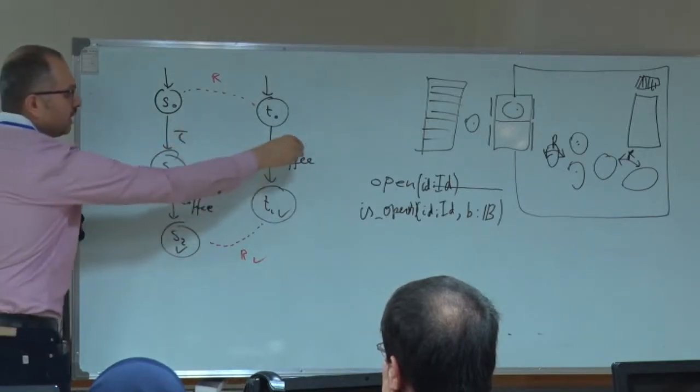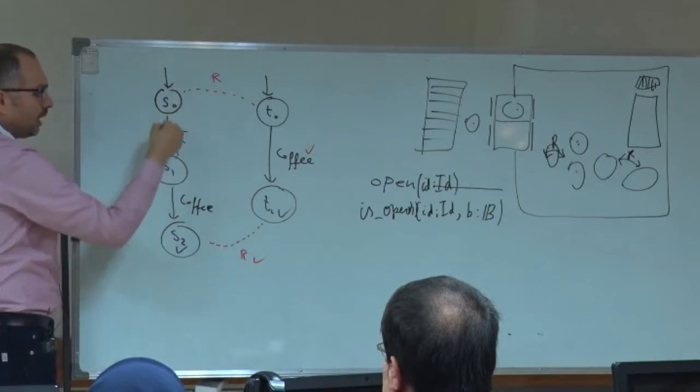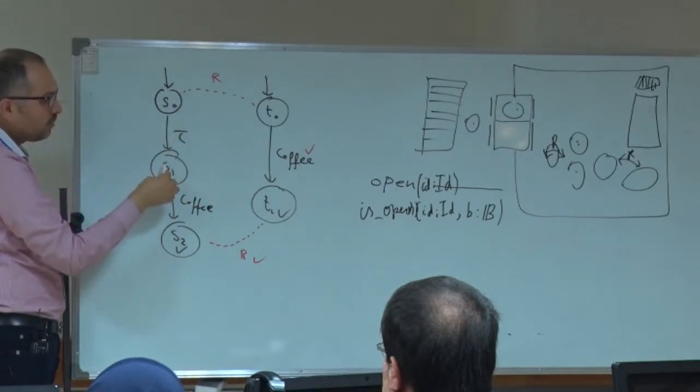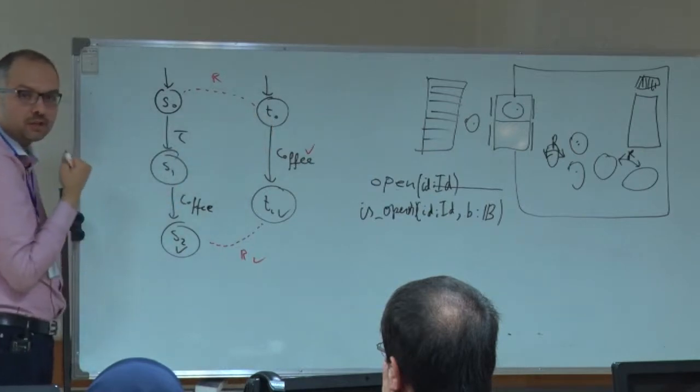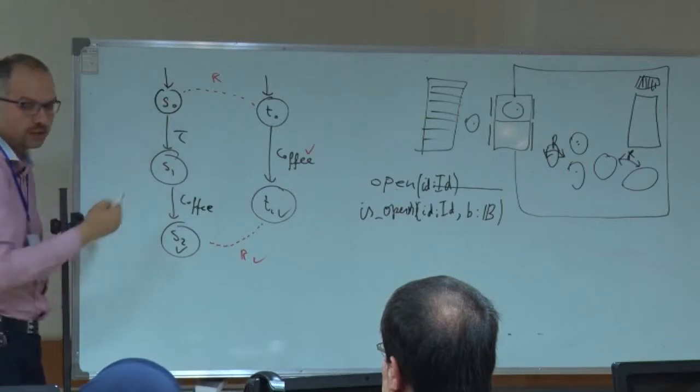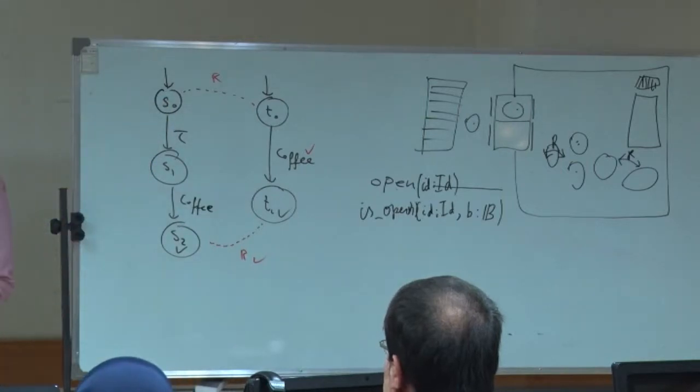I've checked this transition. I need to check this one. I haven't checked this one yet. This one does a tau. How can this one mimic it? How can T naught mimic it? This one does a tau transition. Look at the definition. If A is tau, there are two options. Either you can stay in the same state, or you can mimic the tau.